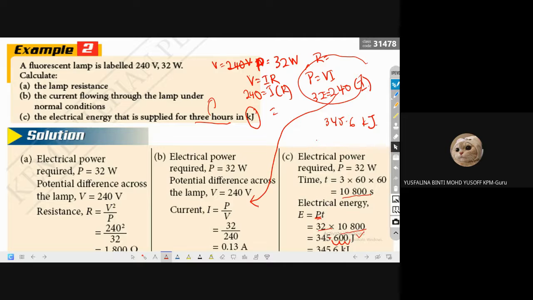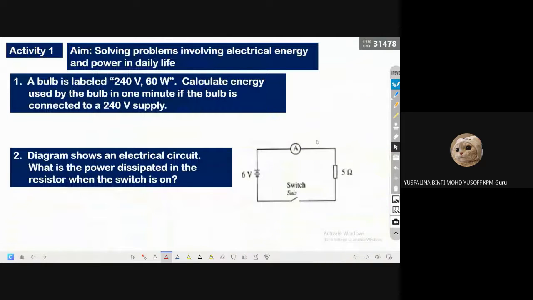345.6 kilojoule. So remember that one, it must be in second, except when they ask you to calculate the electrical bill. That one must be kilowatt per hour, because that is the unit we use in our home. All right.